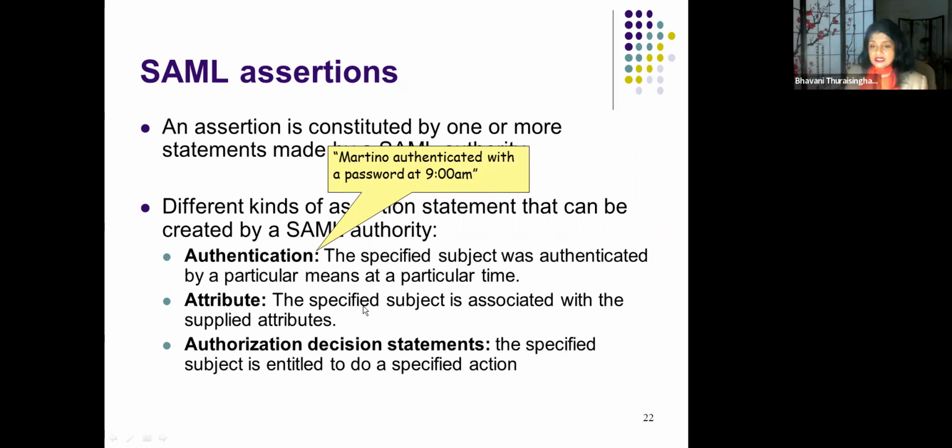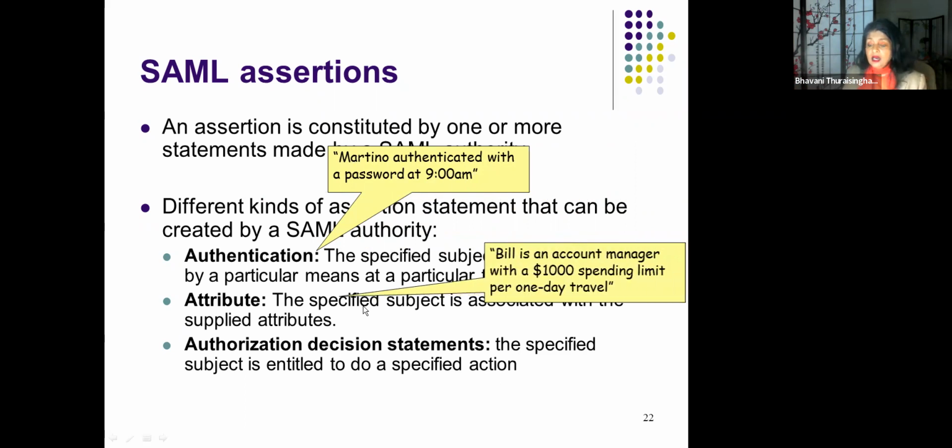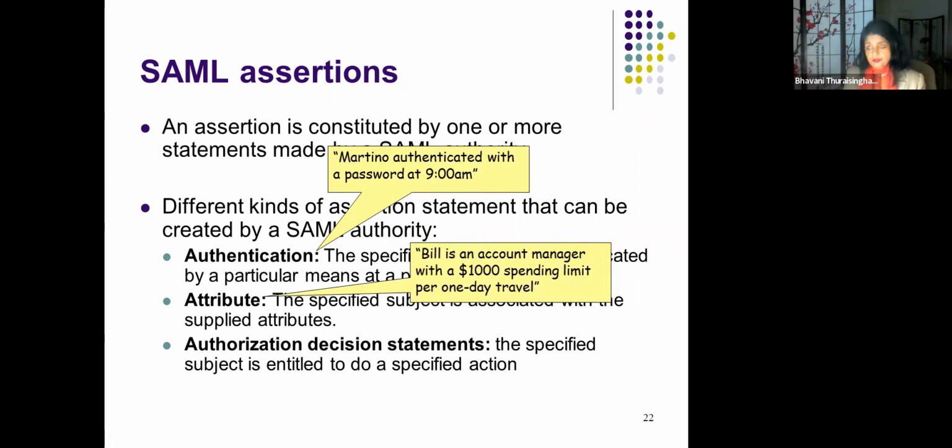So for instance, what Professor Martino said was, for authentication, Martino authenticated with the password at 9 o'clock. Specified subject was authenticated. For the attribute, Bill is an account manager, but he has a $1,000 spending limit. That's his attribute. He's entitled to spend up to $1,000 for one-day travel. And for authorization, John Doe is authorized to buy a specified item. So it's not just access to a database, but authorized to buy something, my spending limit of Bill, and so on. So it's a very service-oriented paradigm. It's very general, not just access to resources, getting access to a job, access to money, whatever.